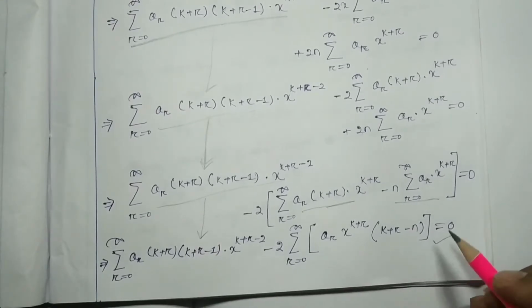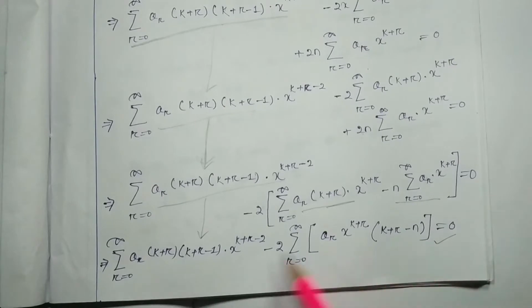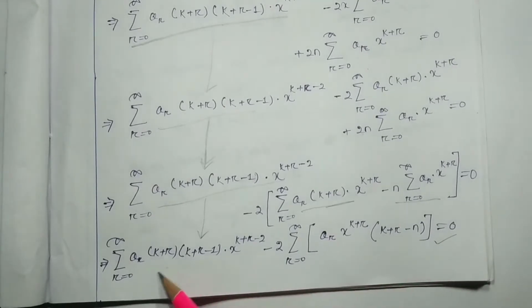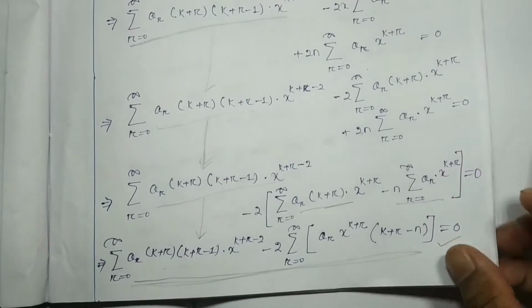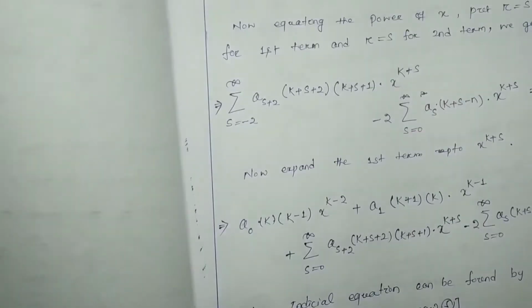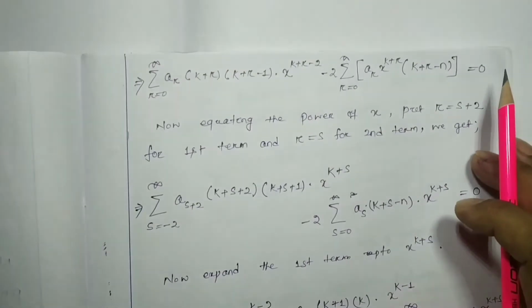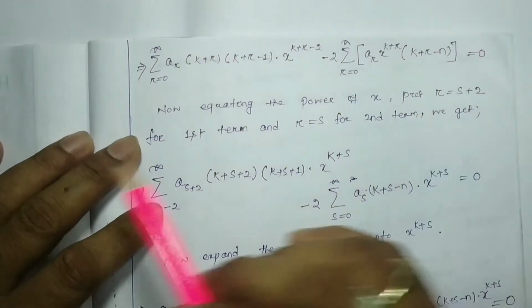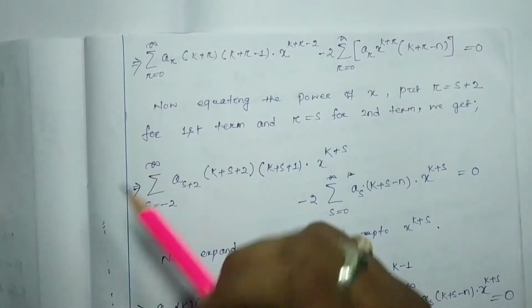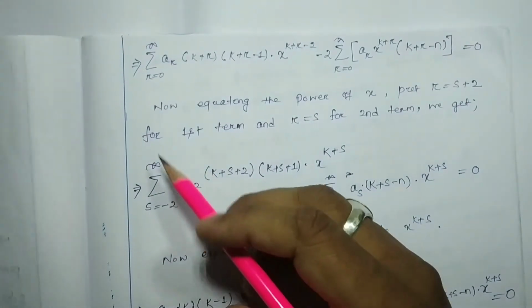For my easy explanation, I have written this last expression on the next page. The same thing I have written over here, because I should not have to go again and again to the back page.